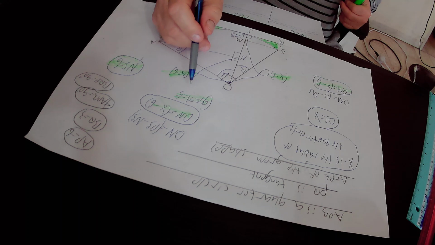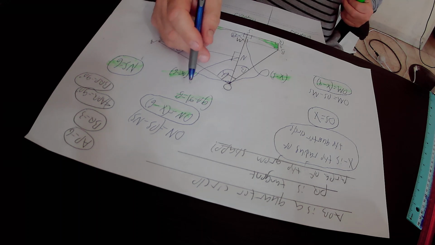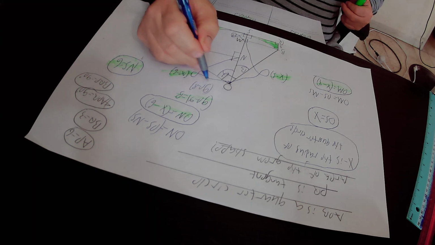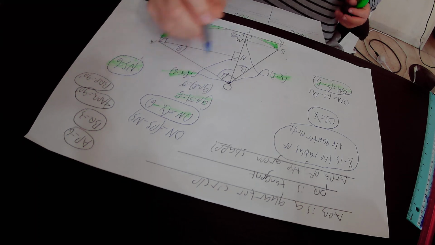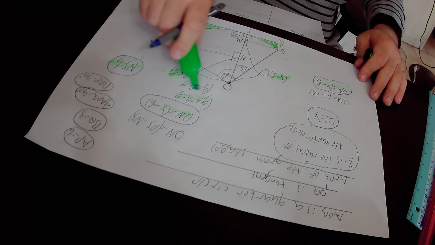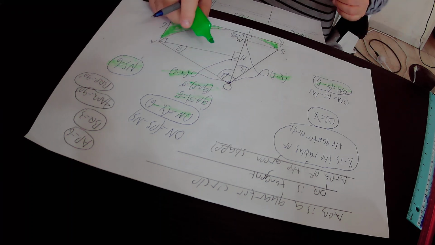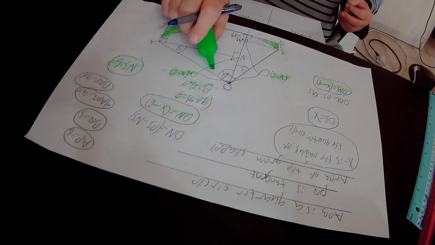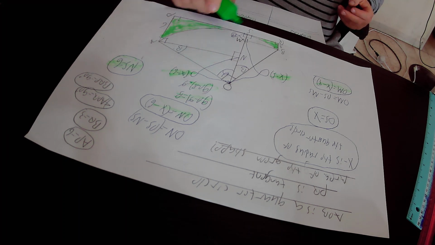If 90 degrees minus alpha equals beta, it means that 90 degrees minus beta equals alpha. If you just add alpha to this equation and then subtract beta, you will get that 90 degrees minus beta equals alpha.